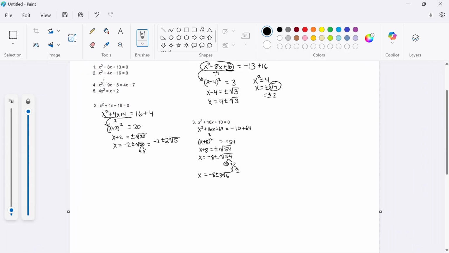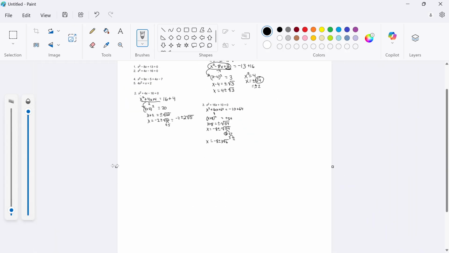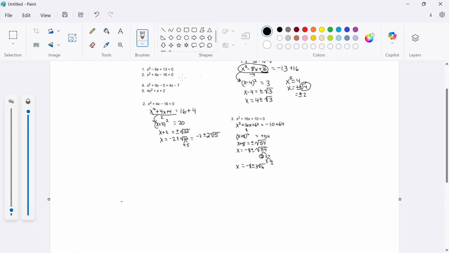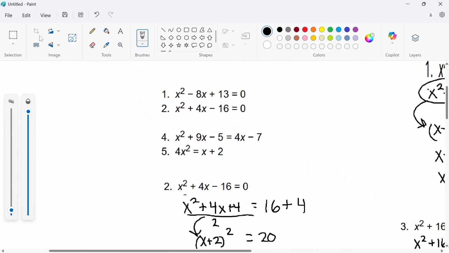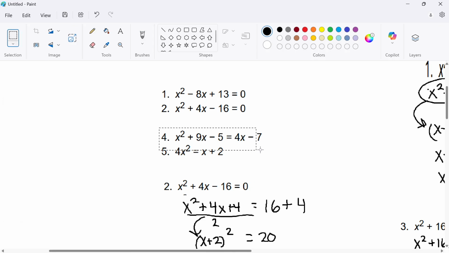I'm still trying to zoom. Let me see if I do this. Will this help me zoom? Aha. Okay, much better. All right, now I'm going to take this one. I'm going to work this one.